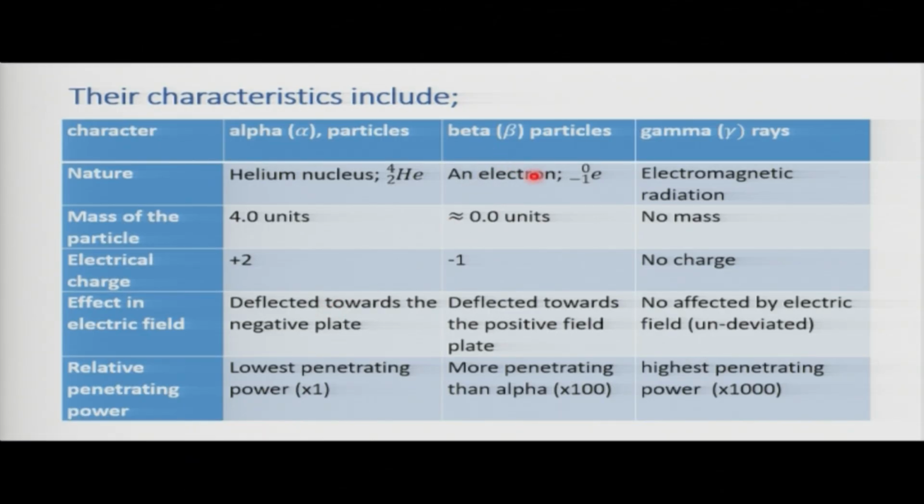Then the beta, it's an electron. Electrons don't have weight. Their mass is 0, but they have a charge. They are negatively charged, and as such, they are deflected to the positive plate in the electric field. Then the gammas, we said this is just electromagnetic radiation. It will not be affected by the electric field. It has no charge and no mass.